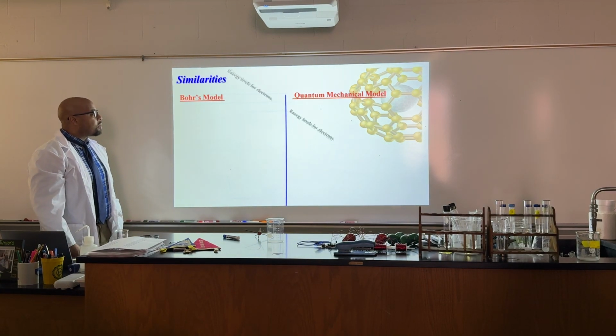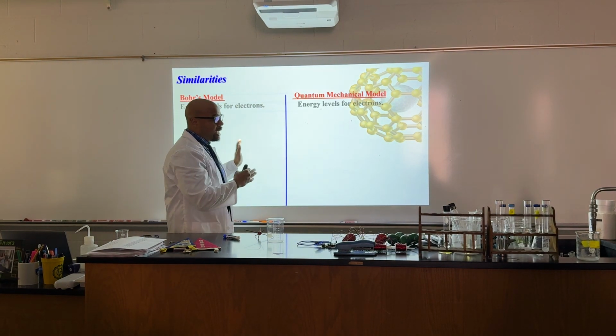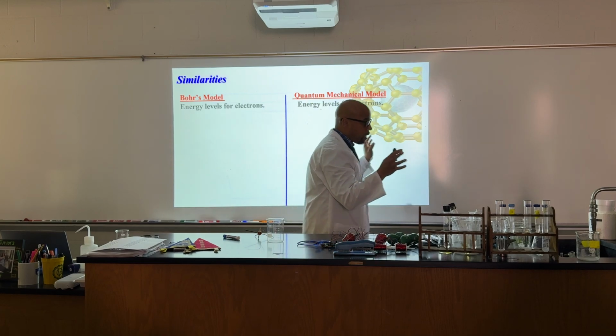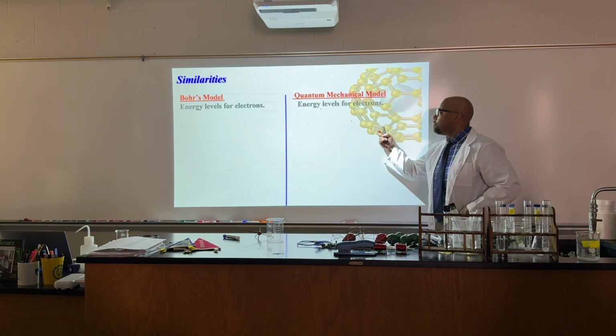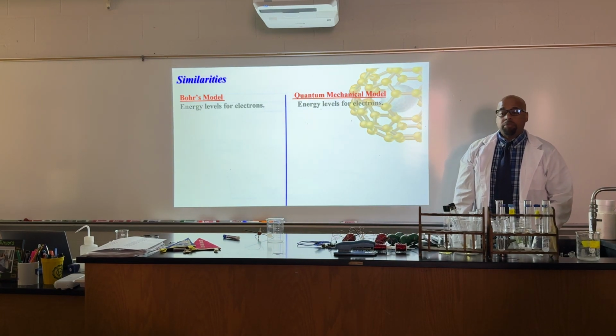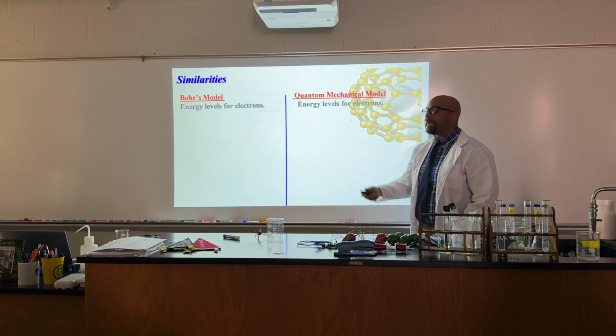All right, here we go. Let's look at some of the things that are similar between Niels Bohr's planetary model and the quantum mechanical model. They both have energy levels in them. So where are the electrons to be located? Oh, on these energy levels.